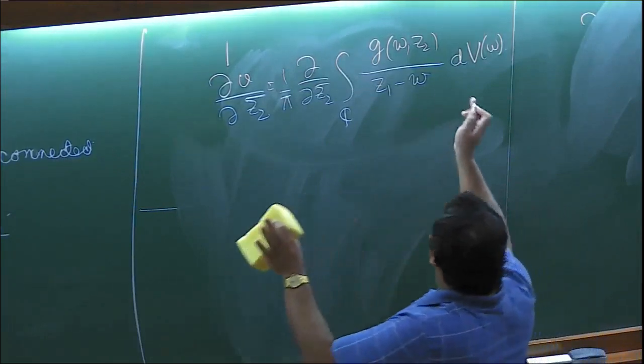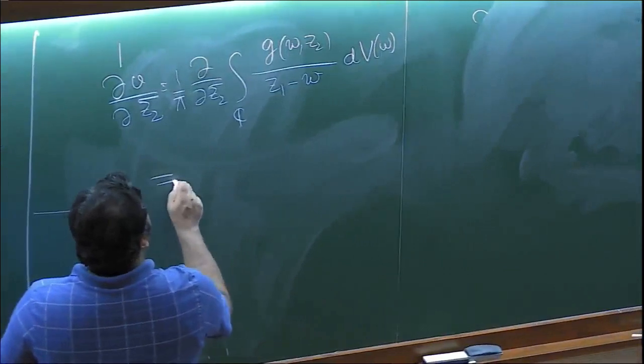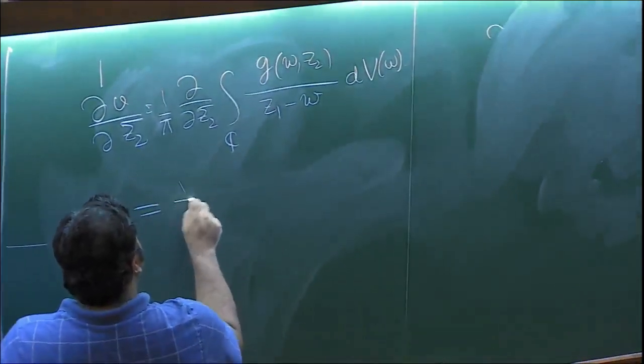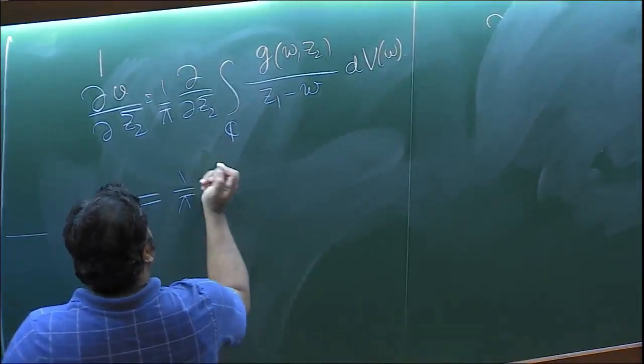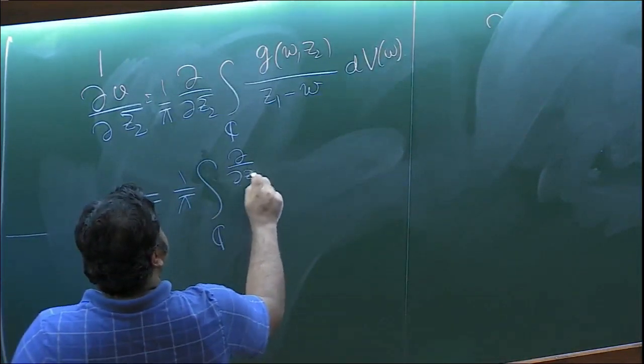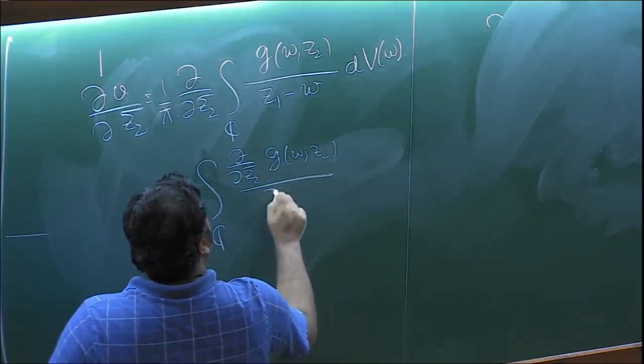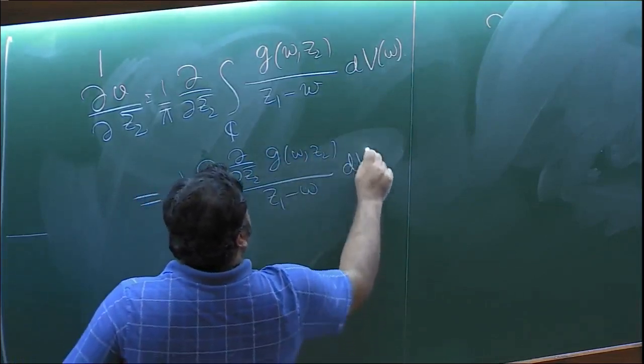Now everything is smooth and compactly supported. I have absolutely no problem in pulling the differentiation inside. So this is 1 over pi integral over C of d over dz2 bar of g1 of w, z2 over z1 minus w dv w.